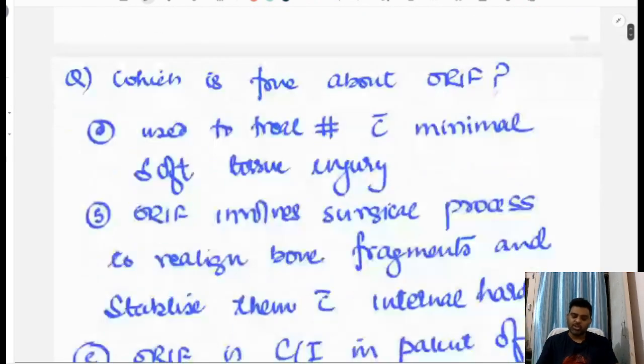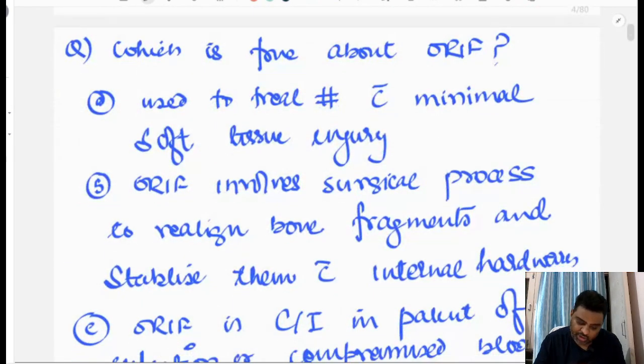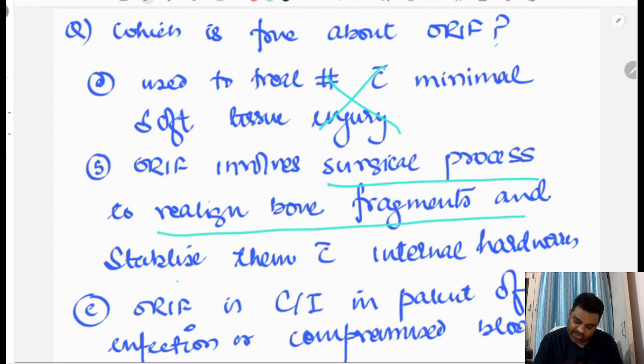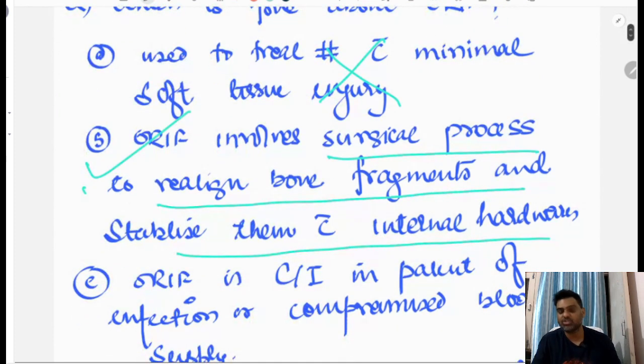Now, what is true about ORIF? Now let's see. Used to treat fracture with minimum soft tissue injury? No. It is used in case of fracture with maximum soft tissue injury. ORIF involves surgical process to realign bone fragment and stabilize them with internal hardware. Yes, this is true. This is the exact definition of ORIF.